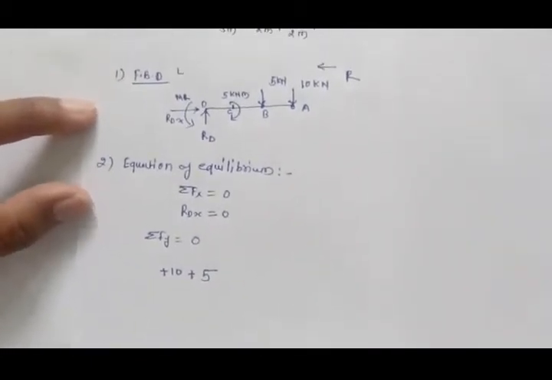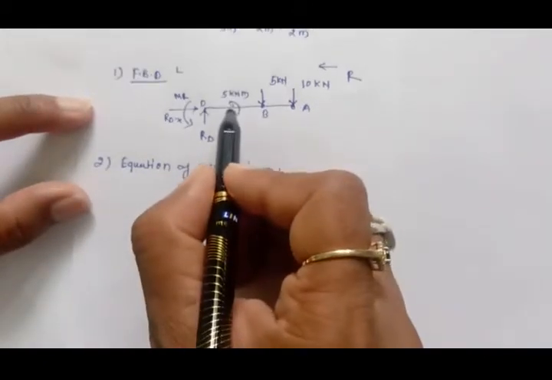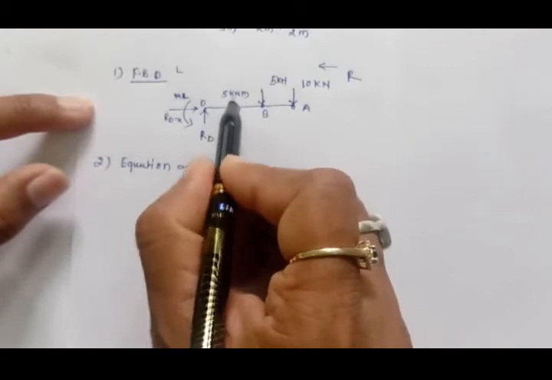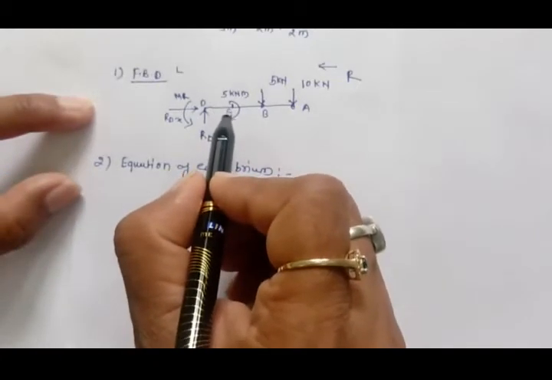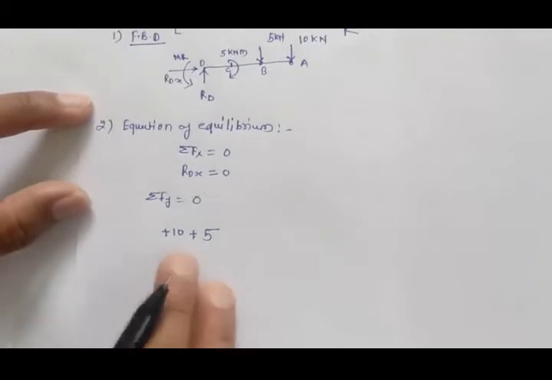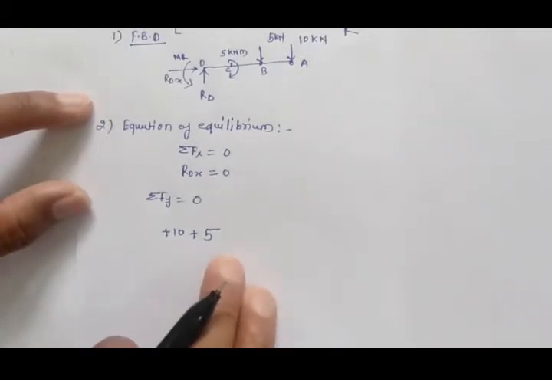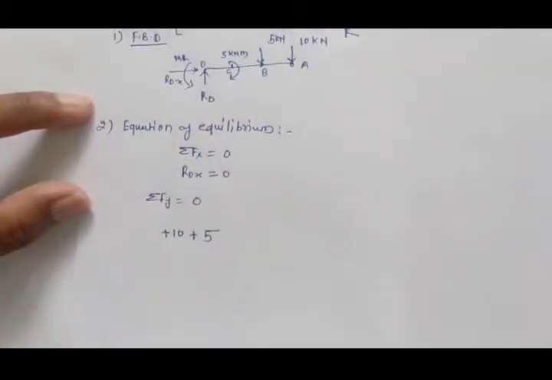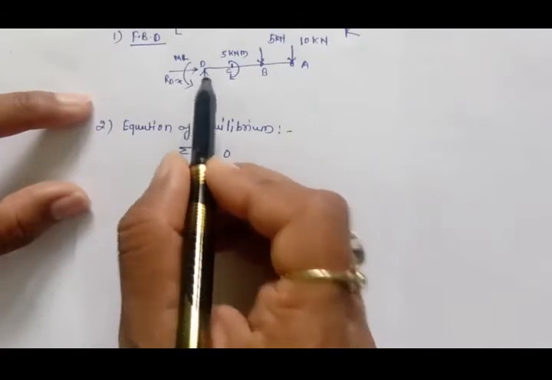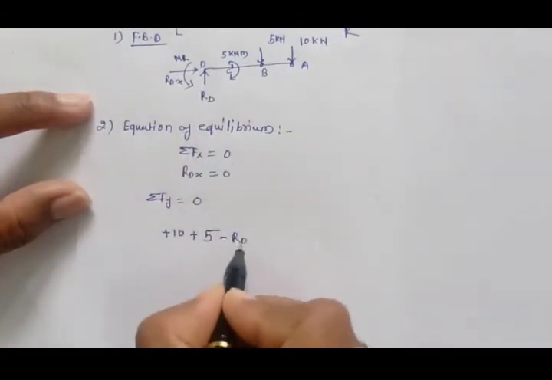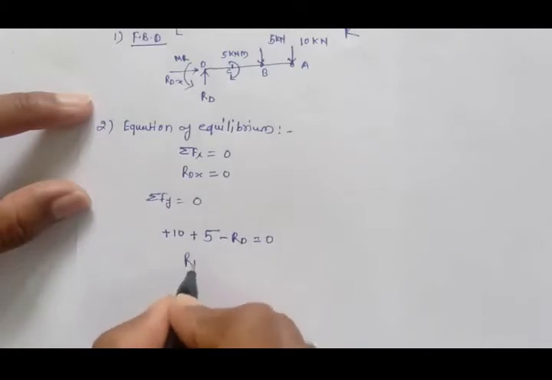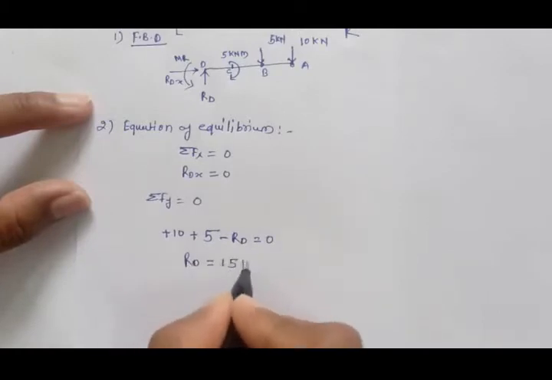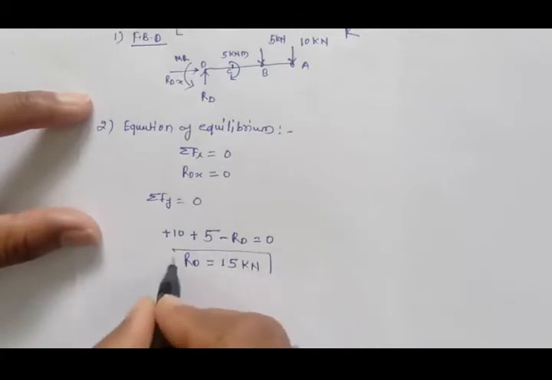and because this is the summation of Y, only the vertical forces we will consider, no moment. So this 5 kilonewton meter is nothing but a couple, a moment, so we will not consider it as a vertical force. So plus 5 and plus 10, the downward forces we are taking positive, and RD is the only upward vertical force, so we are taking RD as negative, equal to 0. So RD we can write as 15 kilonewton. So RD value is 15 kilonewton.